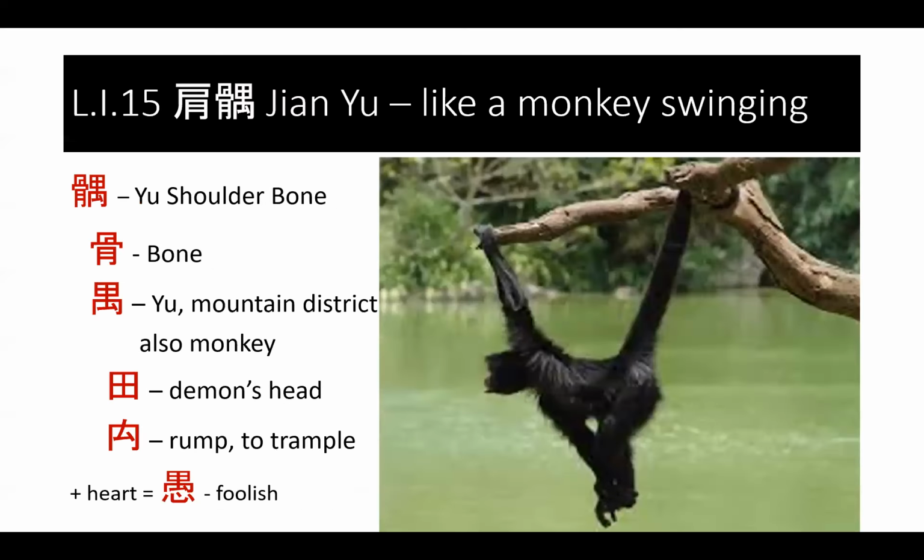Now, I'm taking one point specifically, large intestine 15, because that's kind of the extreme example. This is the shoulder yu. Yu is translated as the shoulder bone. The left side is the bone, and the right side, they say, is a mountain district famous for its monkeys, but you can say it's basically a monkey. It's like a demon that's going all over the place, trampling and playing all over the place.